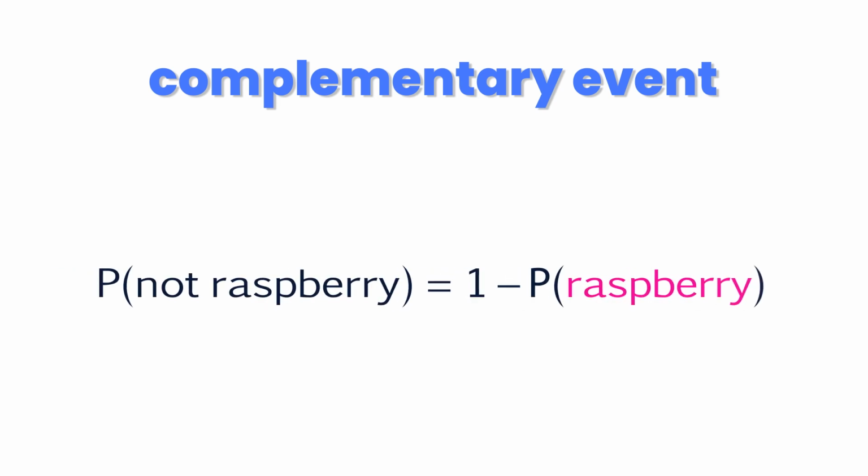Well, the complementary event of picking a raspberry-flavored piece is the event not picking a raspberry-flavored piece. So you need to find the probability of this complementary event. Let's call the event of picking a pink piece of candy R for raspberry.